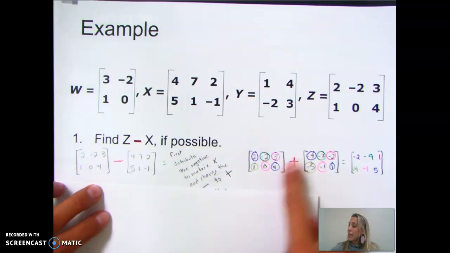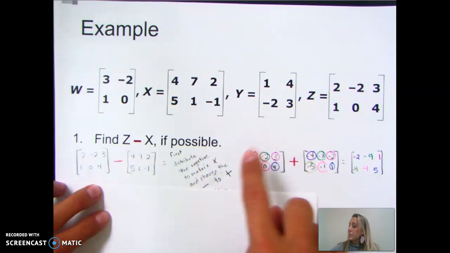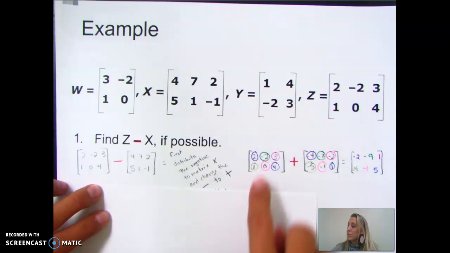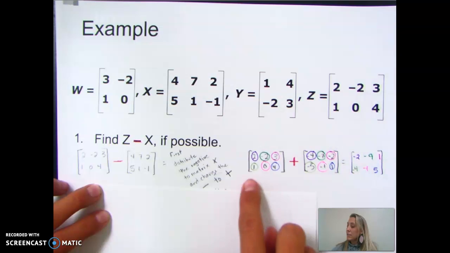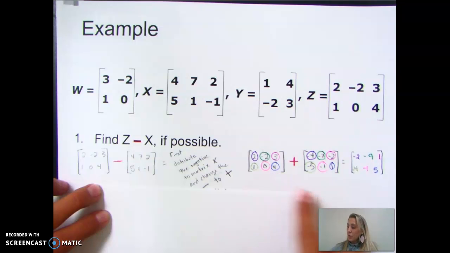And then after I distributed and made this a positive, I went ahead and added it. So I did 2 plus negative 4, got negative 2, plus negative 7, which is negative 9, 3 plus negative 2, which is 1, 1 plus negative 5, which is negative 4, 0 plus negative 1 is negative 1, and 4 plus 1 is 5.